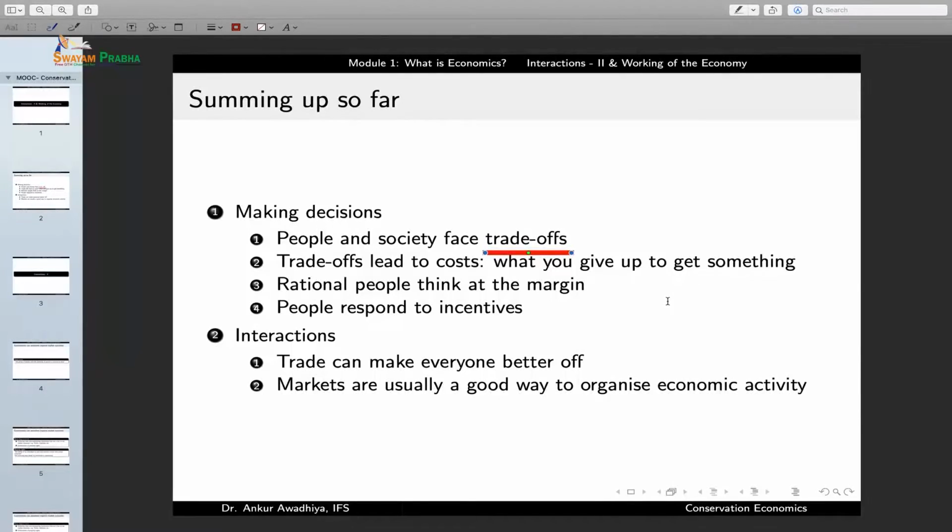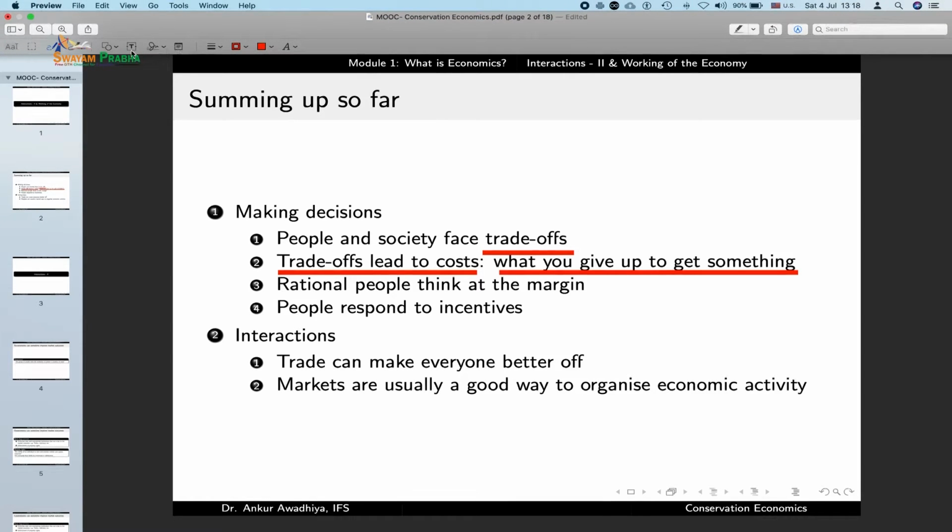So the first principle is that people and society face trade-offs, and these trade-offs lead to cost, and the cost is defined as what you give up to get something. Now, what you give up can be in terms of money, it can be in terms of time, it can be in terms of certain other products.